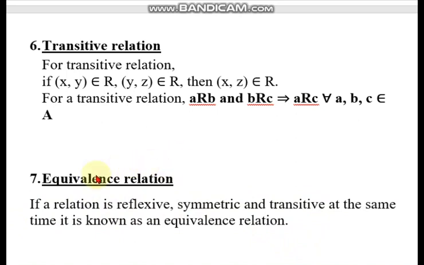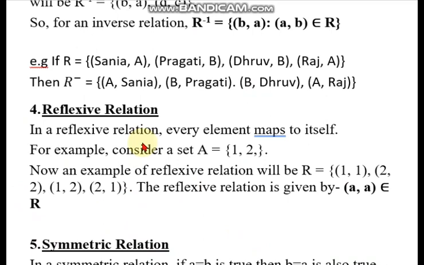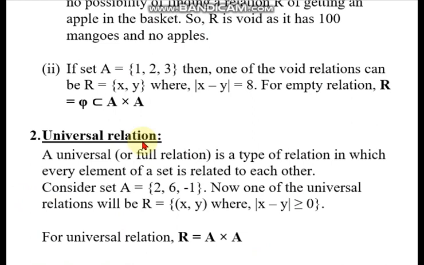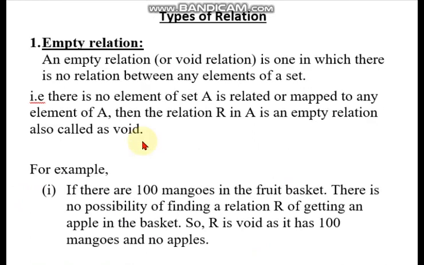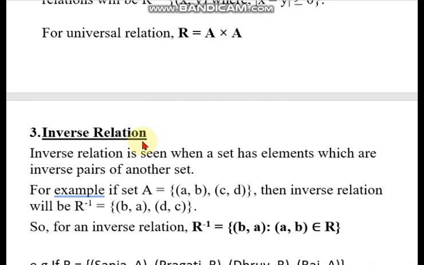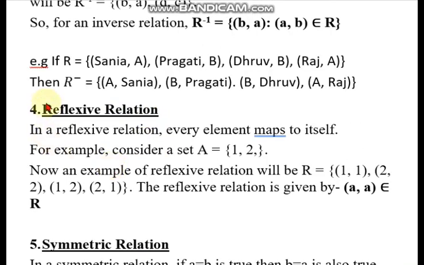Understood? Okay. So today we mainly discussed what is relation and types of relation. The two extreme relations we discussed are the empty relation, that is the void relation, and the universal relation. Then we also discussed the inverse relation. Then we discussed the reflexive relation.